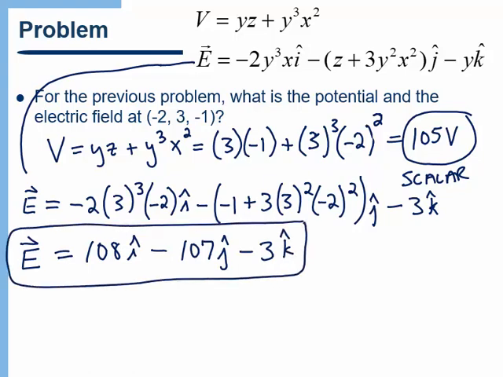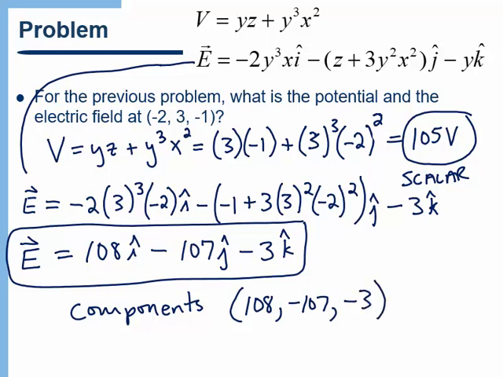Or if I wanted to just give the components, I think in one of the homework questions in Mastering Physics, it just asks you to put in the components. So the components would be 108 for the x component, negative 107 for the j component, or y component, I should say, and negative 3 for the z component, okay? But generally, it's nice to leave it in unit vector notation. So again, the key thing to understand is the electric field is a vector field.